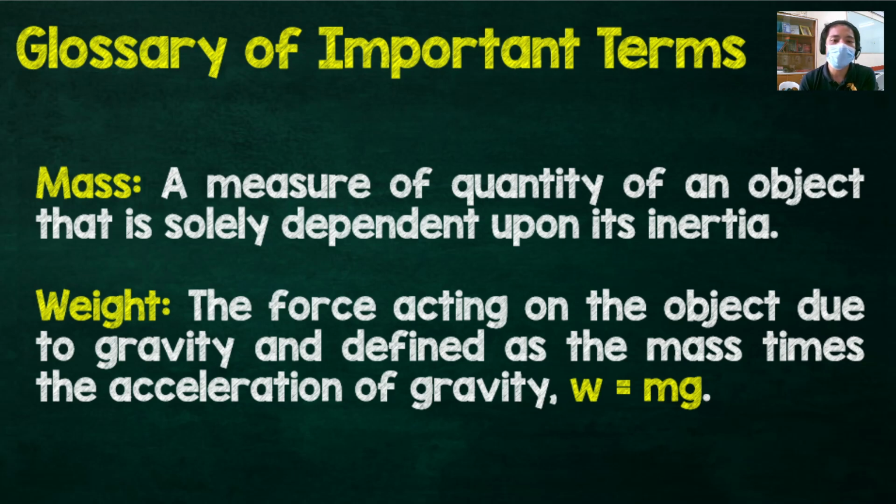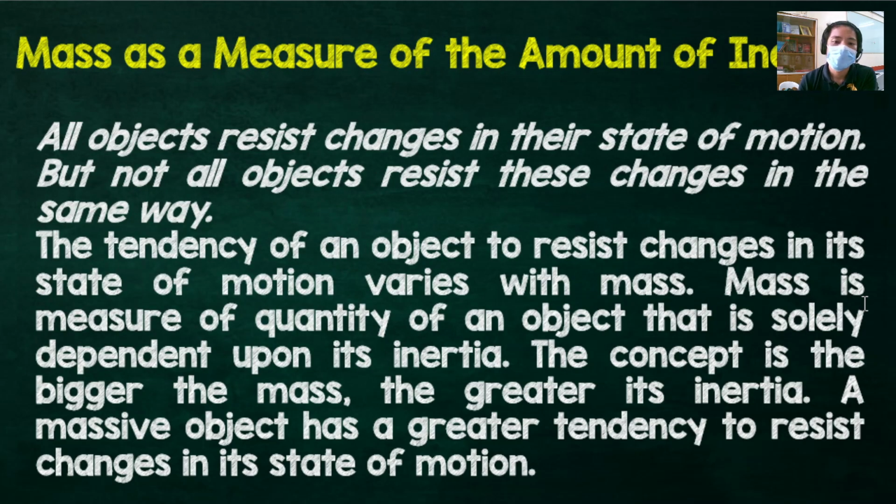So what is the impact of this to inertia? All objects resist changes in their state of motion, but not all objects resist these changes in the same way. Why? That is because inertia is dependent on mass. The bigger the mass of the object, the greater is its inertia.